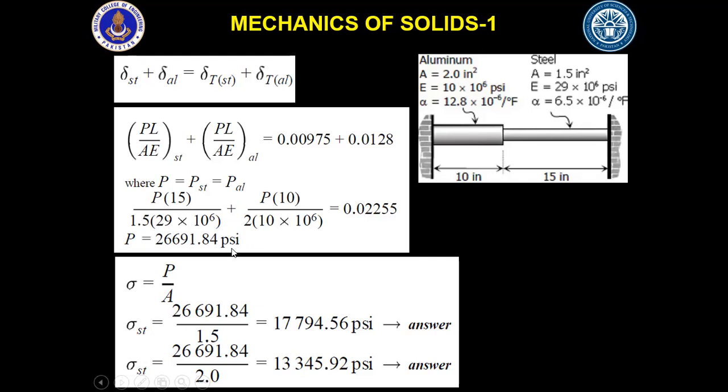Psi is a unit of stress. This is pounds. Now, stress is equal to force per unit area. This P is going to be the same for both of them, but the cross sectional areas are different. So we solve for the stress in steel and for the stress in aluminium. Then we are able to find out the psi's. And this is it. I hope it is clear. If it is not, you can re-listen to the audio and get to know what we are talking about.